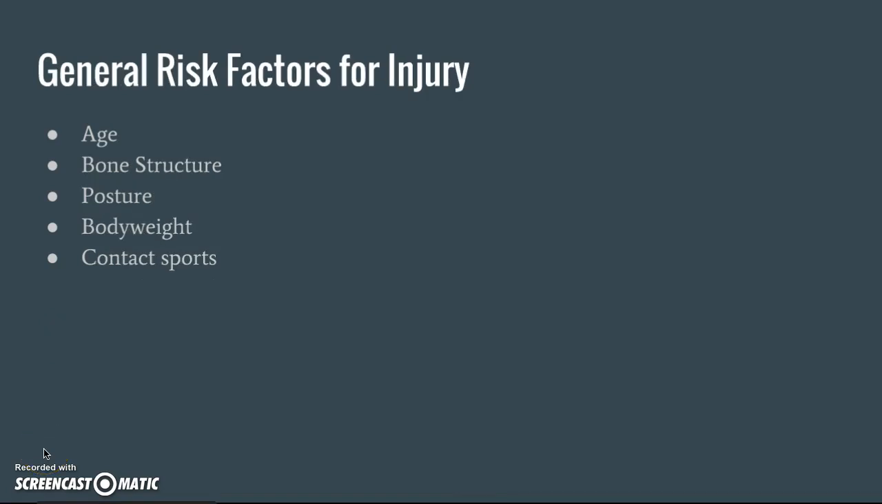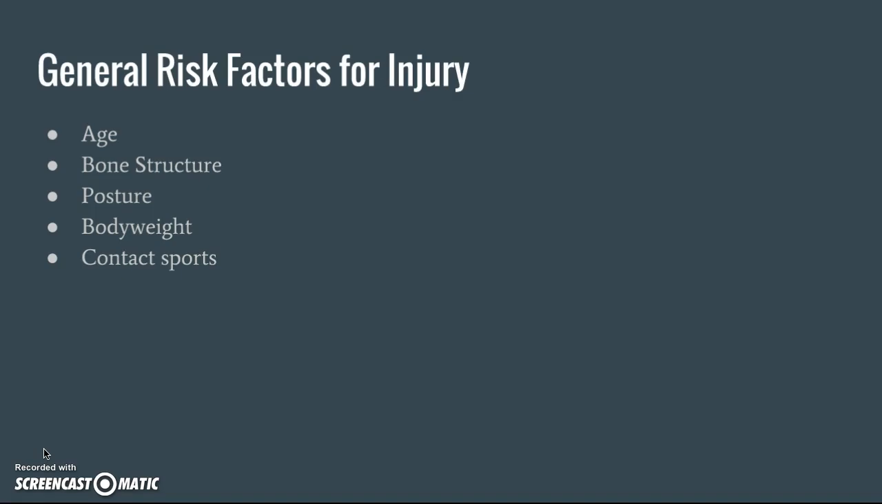So some of the general risk factors for any injury are going to be your age, your bone structure, your posture, body weight, whether or not the sport you play is really intensive as far as contact goes. So obviously things like bone structure, if you have genu varum or valgum, coxa vara, coxa valga, anteversion, retroversion, all those things are going to send issues down the chain where your body's going to try to compensate, or maybe it doesn't compensate, and then you can develop some sort of pathology because of that.